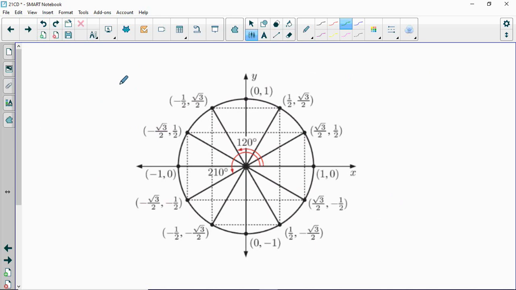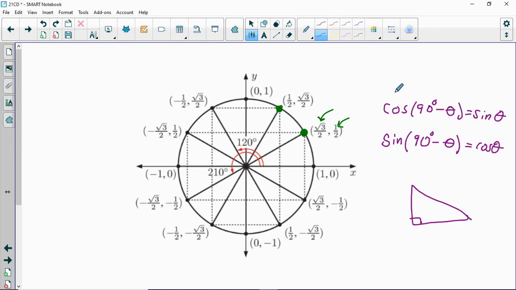Now, look at all the angles this gets us. So we start off right here with 30 degrees. Okay, this needs to be memorized. The cosine of 30 degrees is equal to the square root of 3 over 2. The sine of 30 degrees is equal to 1/2. When we go to 60 degrees, they swap.